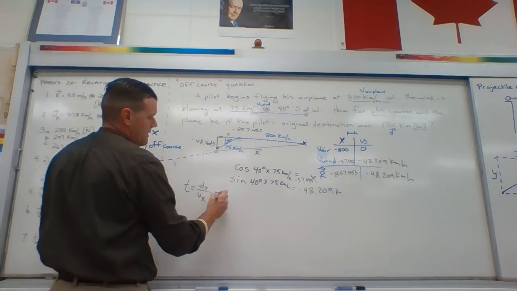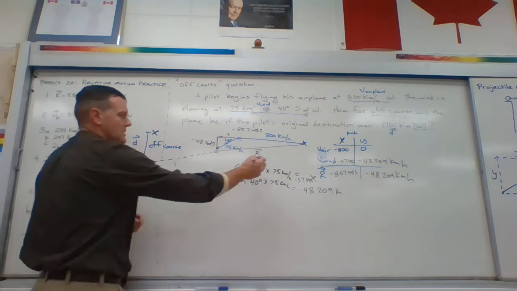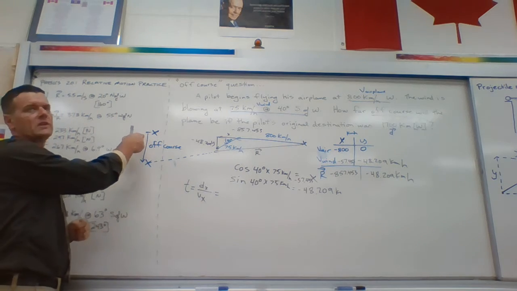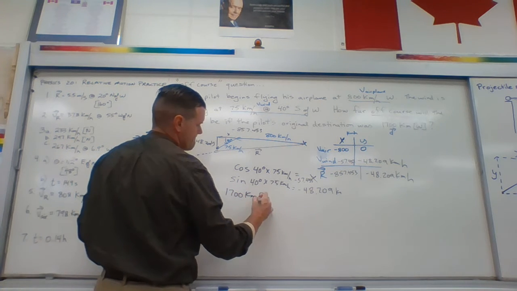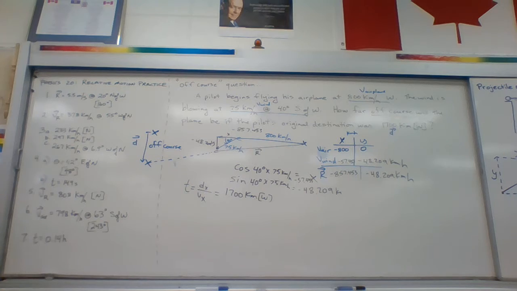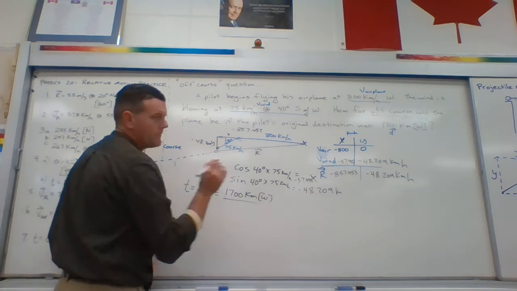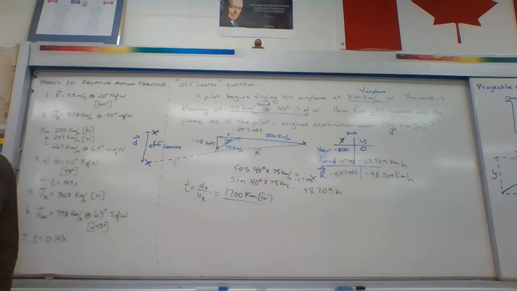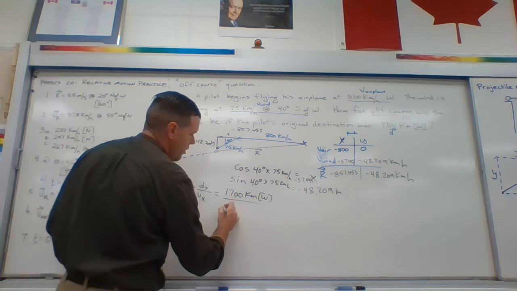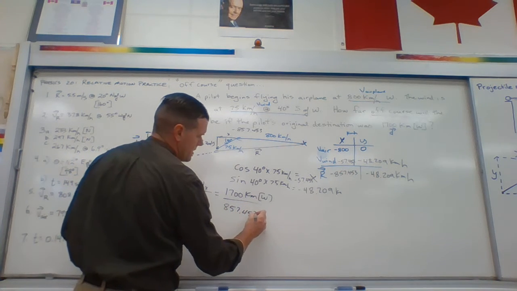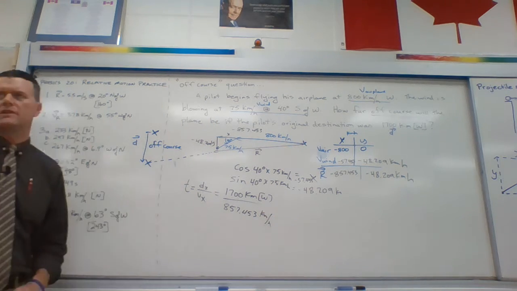So in the x direction, the total x displacement from where he started to where he was supposed to get should have been 1,700 kilometers west. Or you could say negative if you want, but we'll say 1,700. Now, what is the velocity that he is experiencing to the west? Can anybody see that number? I know there's a bunch of numbers up there. Shoal, what do you think it is? There it is. Boom. Okay. In the x direction, he is going 857.453. I'm just hanging on to that number because I'm not really done.